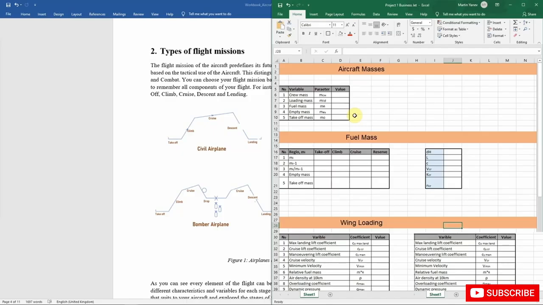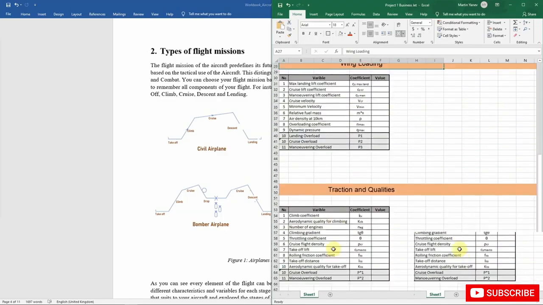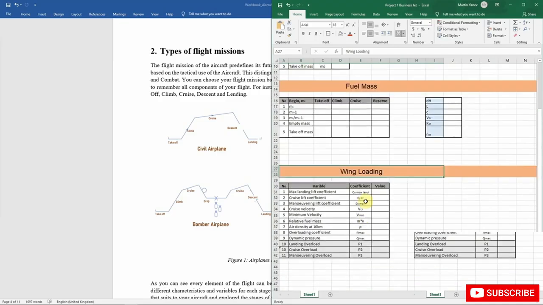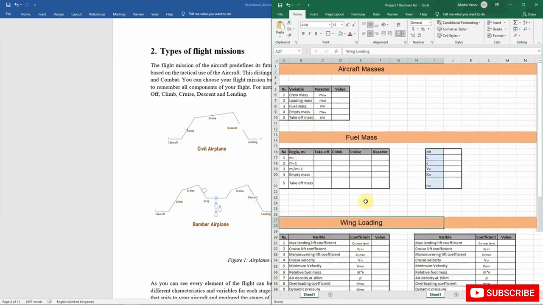We're going to use this and create tables which we're going to fill in the next videos. After that I will add them into the Word project in order to complete it. It's important to mention that we're going to use the Excel sheet not only for the aircraft mass estimations, but also for the rest of the estimations in our project. Here you can see we have the section wing loading, then the traction and qualities, and I will talk about these coefficients and how we find them in the next videos. I just want to give you a brief navigation on what we're going to be doing and how we're going to structure our project.